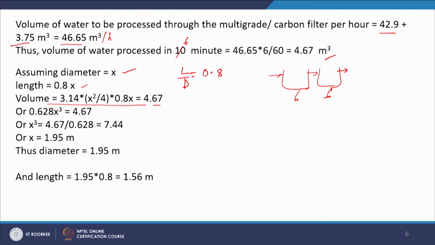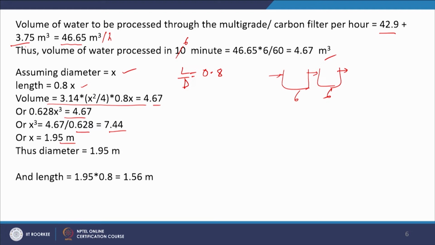We have taken some approximation; this bottom part we have ignored, with some assumption this is applicable. From this expression, by simplification, 0.628 x cube equals 4.67, or x cube equals 4.67 divided by 0.628, that is equal to 7.44, or x equals 1.95 meter. So, x is equal to 1.95 meter.